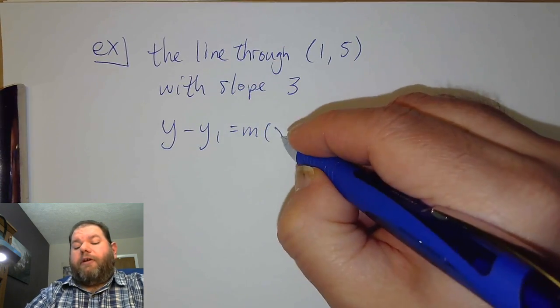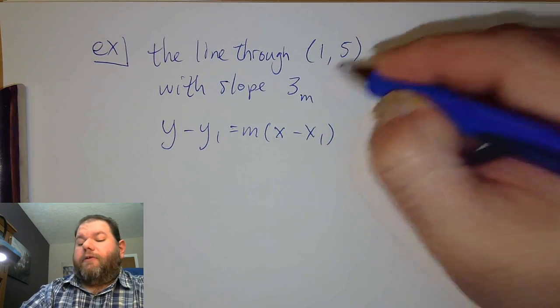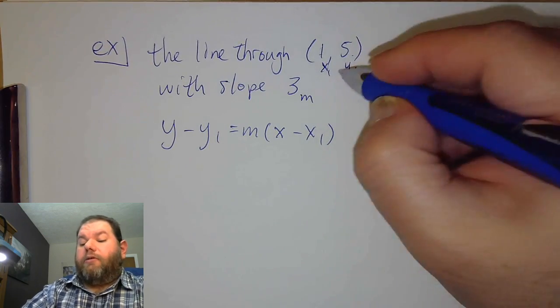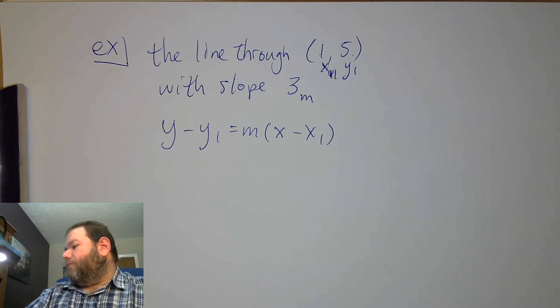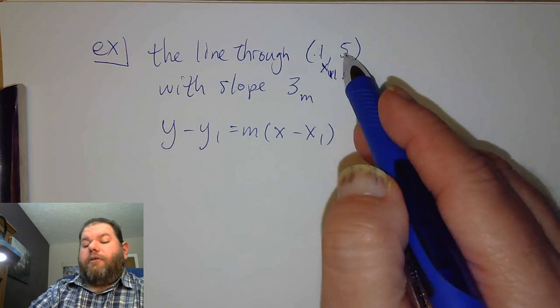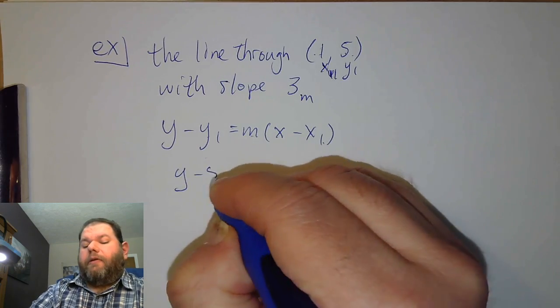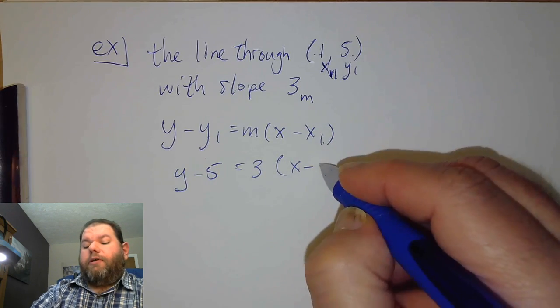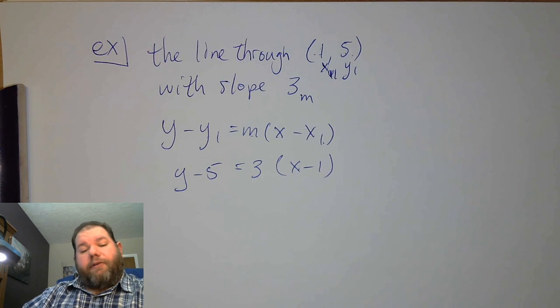Y minus y1 equals m times x minus x1. So m is our slope, x1 and y1 is our coordinate. That's a 1 there, sorry. And so we'll plug in these three numbers here, here, and here. Y1 is 5. M is 3. And X1 is 1. And from there, it's now just a matter of simplifying. We already have the slope, so that saves us one calculation.